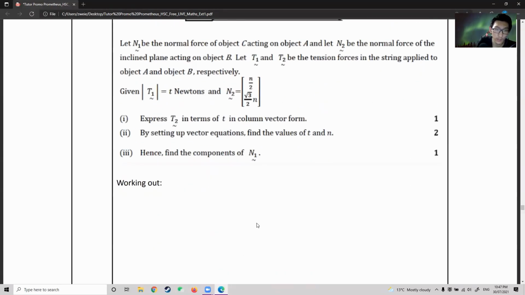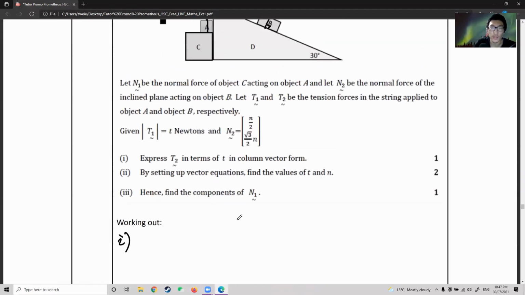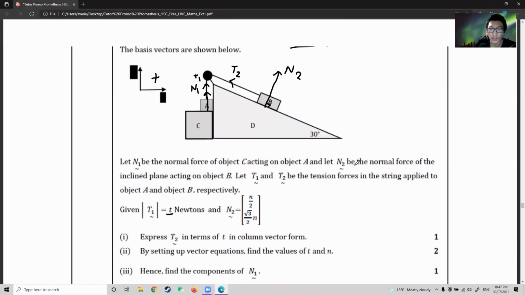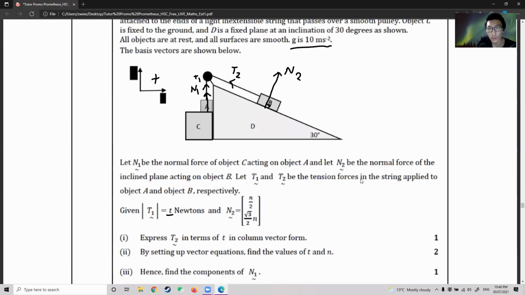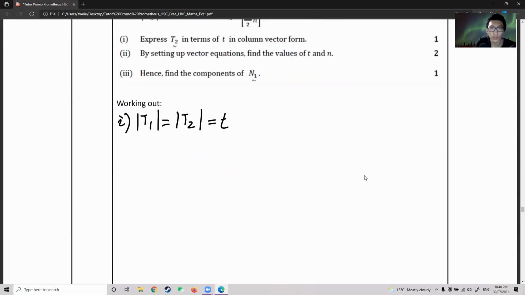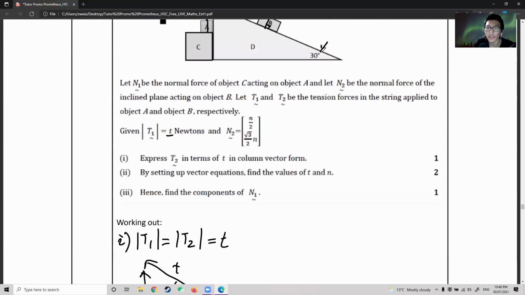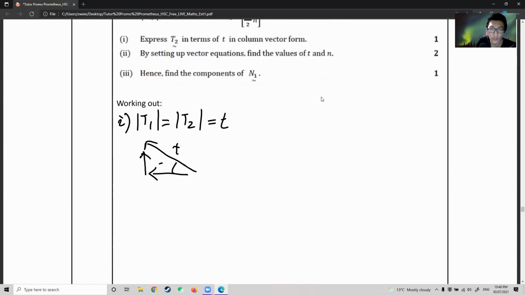Okay, so first part, T2. We know that the magnitude of T1 is T, right? So technically, T1 needs to be equal to T2. The magnitude of T1 will be equal to T2, and they both will equal T. We all agree, right? So T2 over here, technically, the magnitude is T also. Now, we're going to resolve this into its X and Y components because we need to express it in column vector form. So what I have is T, and we have this inclined angle, and we know that it is 30 degrees, right? It's 30 degrees over here.